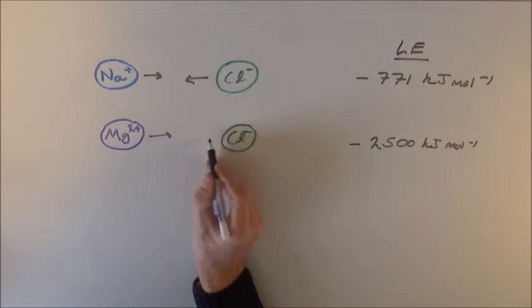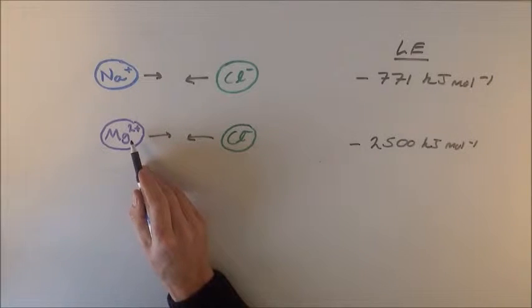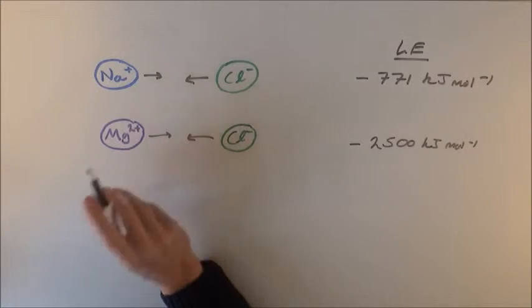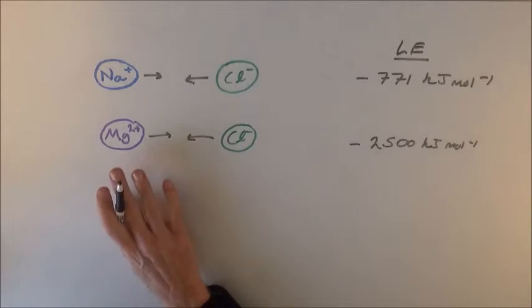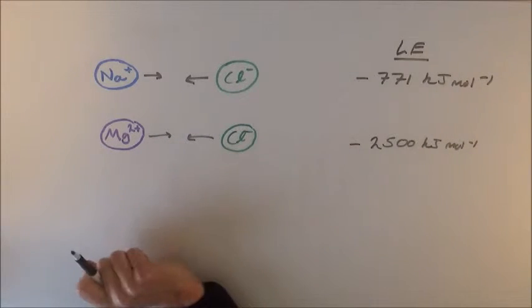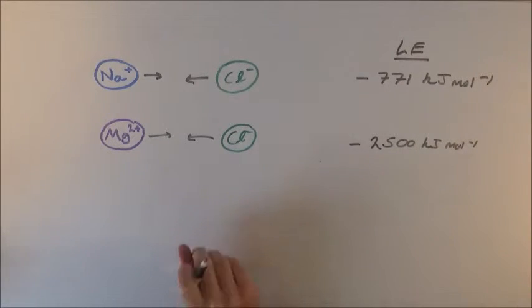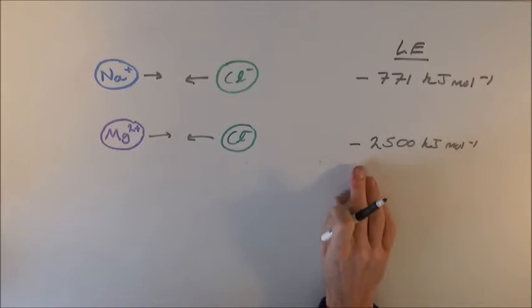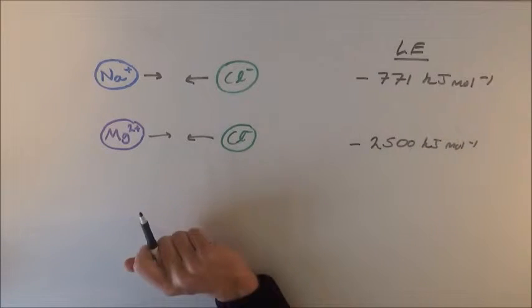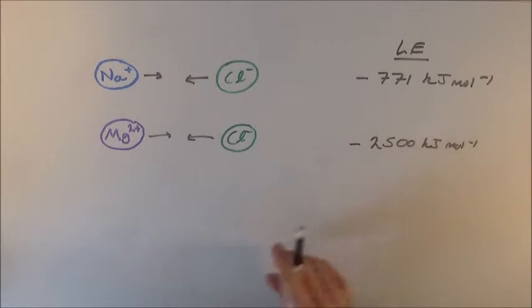So that's reflecting the fact that you've got a 2+ charge on the magnesium compared with the 1+ charge on the sodium. So the bigger the charge is on the ions, the more strongly or more powerfully they're attracted together. So when they do come together, you get more energy released. And if you want to break them apart, you have to put more energy in. So if you wanted to break apart a magnesium chloride ionic lattice, it would be plus 2,500 kilojoules per mole.